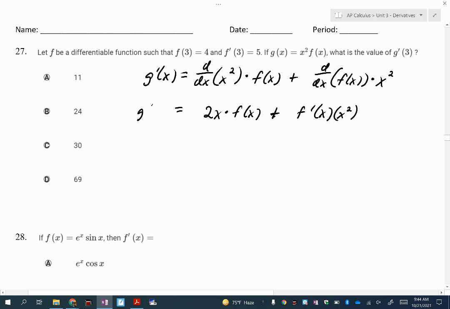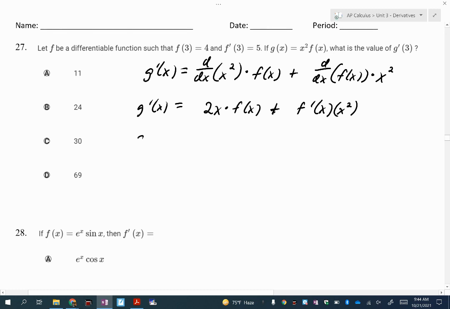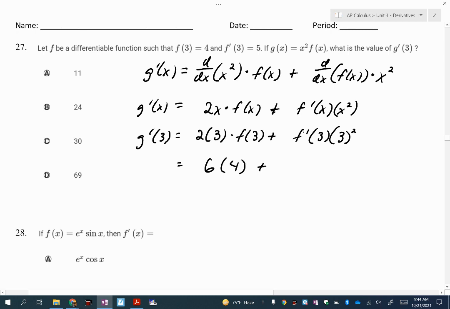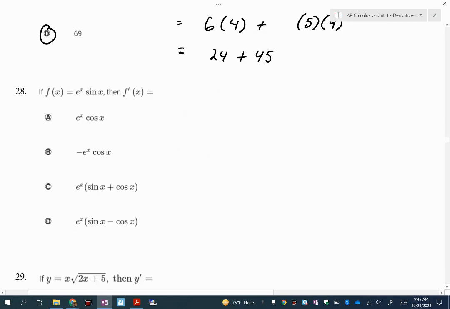And now I'm able to plug in my x value of 3. So wherever I see x, I'm going to put 3. And then I'm going to use the information in the problem to finish this. So that's 6 times f of 3, they said, is 4, plus f prime of 3 is 5 times 9. So 24 plus 45 is going to be, letter D, 69. There is 27. 28.